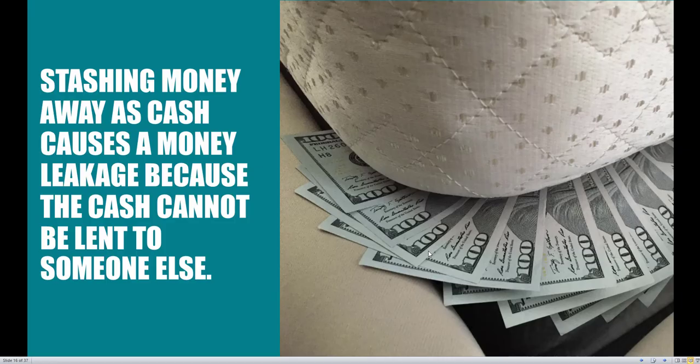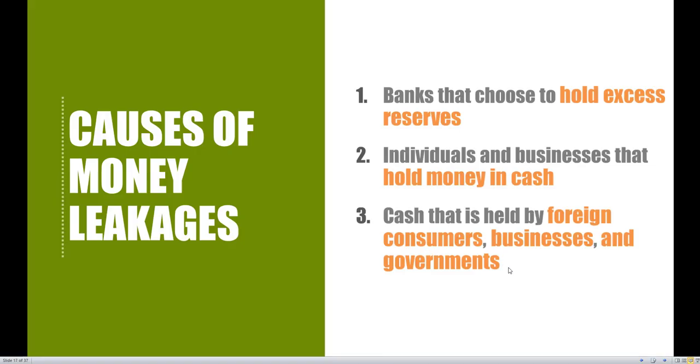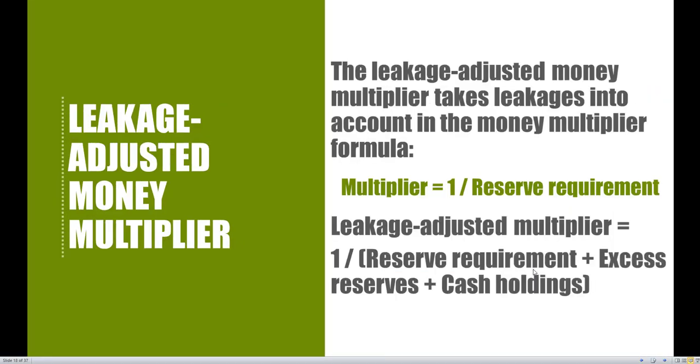So in order to see the actual money multiplier, there is going to be a formula that goes along with this as well, where we have the leakage adjusted multiplier, or the actual money multiplier, which is 1 divided by the reserve requirement plus excess reserves plus cash holdings. So here, take a look at the difference between these two multipliers. The potential money multiplier is 1 divided by the reserve requirement, but the actual or leakage adjusted multiplier is going to add more things into the denominator. And as we add more things into the denominator, it causes the entire fraction to become smaller. So the leakage adjusted multiplier is always going to be smaller than the potential money multiplier.